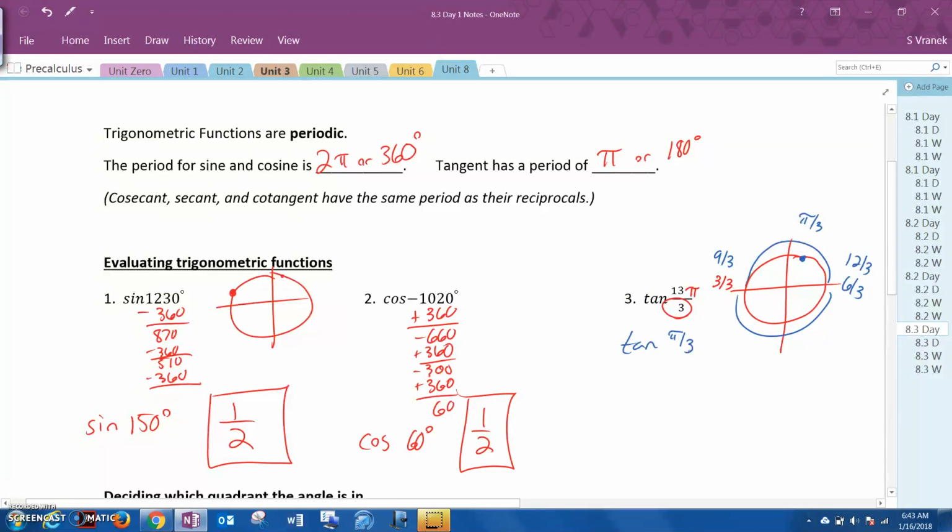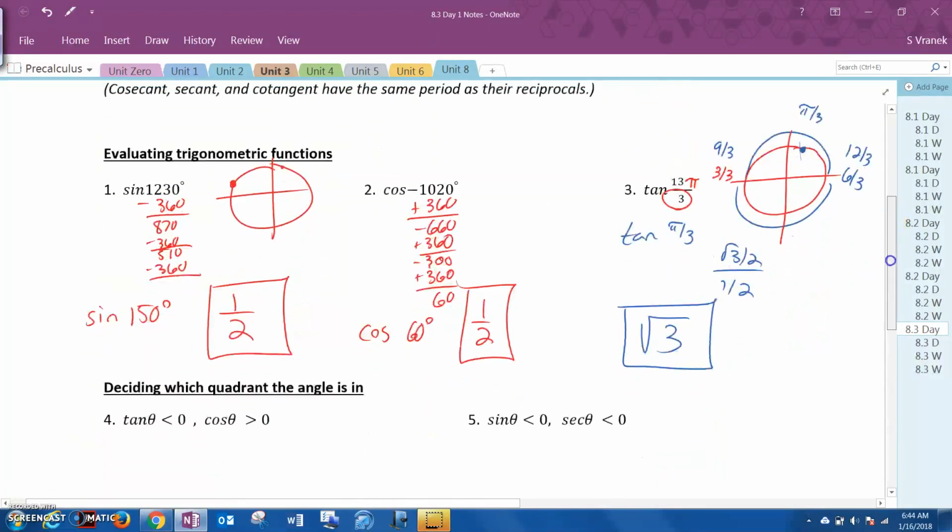You could have also divided 13 thirds in your calculator and seen that that was 4 and a third, or 4.33. Well, that's 1 pi, 2 pi, 3 pi, 4 pi, and then a third. At that angle, tangent is y over x. The y is bigger, so it's root 3 over 2 over 1/2. So our answer is root 3. So again, the evaluating part is the same as it was before. You just have to figure out where you are.